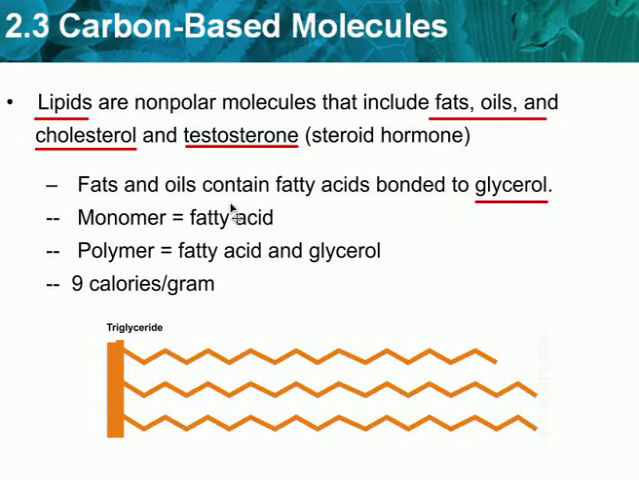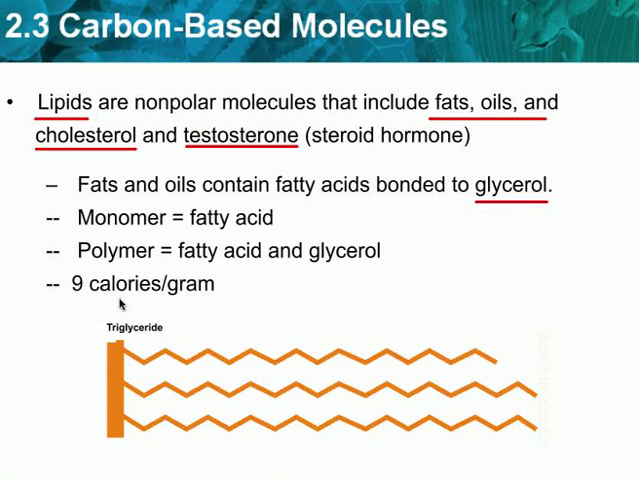The monomer of a lipid is the fatty acid, and if you bond a fatty acid with a molecule called glycerol, you get the polymer. It's going to look something like this. This is actually a triglyceride. You might have heard an older family member say, my triglycerides are high. That's one of the things they monitor when you get older. If you have high triglycerides, you might have to go on medication to help get those numbers down. But that's what it looks like. It's 3 fatty acids bonded together with the glycerol.